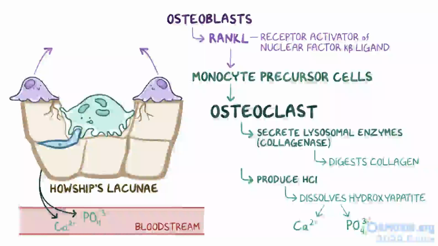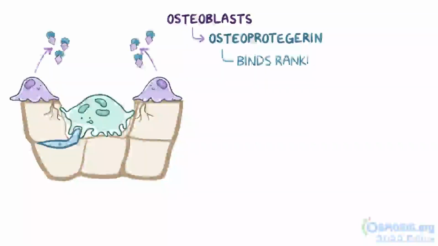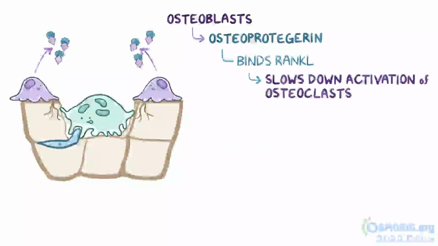Now, to keep the bone resorption under control, the osteoblasts also secrete osteoprotegerin, which binds to RANK-L and prevents it from activating RANK receptors. This slows down the activation of osteoclasts. Finally, once osteoclasts complete their job, they commit suicide by means of apoptosis.